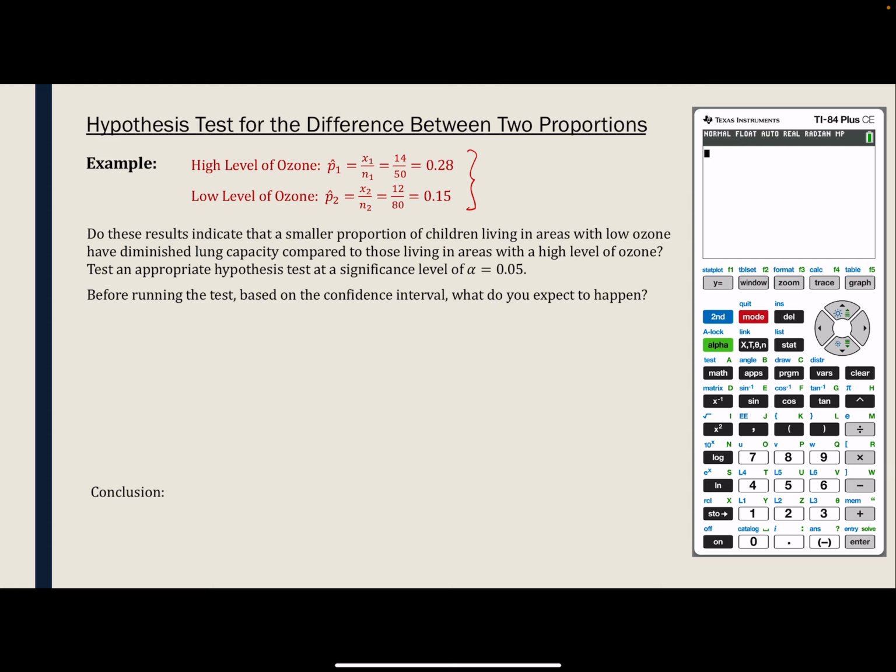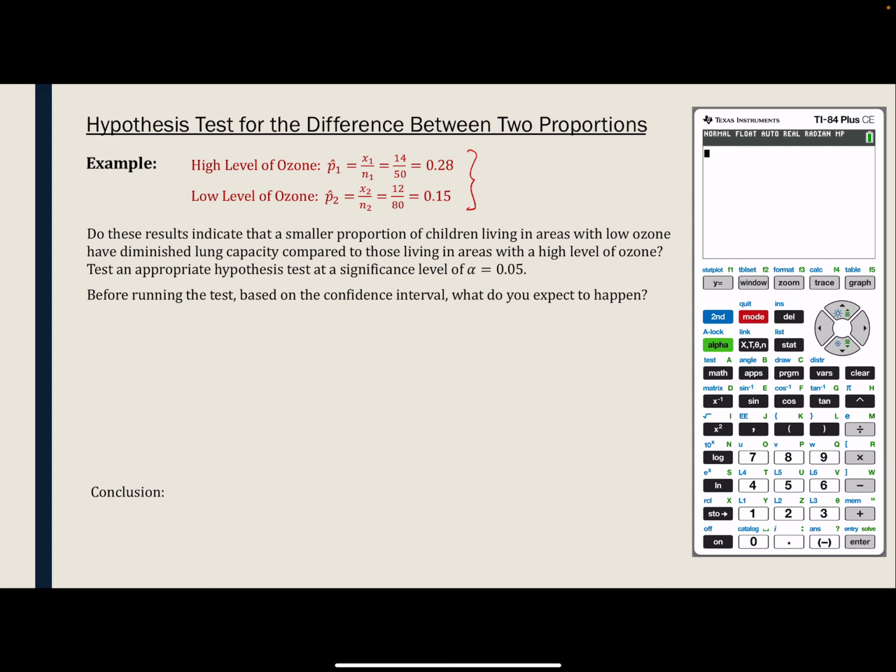So in this question it says, do these results indicate that a smaller proportion of children living in areas with low ozone have diminished lung capacity compared to those living in areas with a high level of ozone? Test an appropriate hypothesis test at a significance level of alpha equal to 0.05. So notice that it's talking about how the low ozone level is smaller than the high ozone level. But when we write this, we write P1 minus P2.